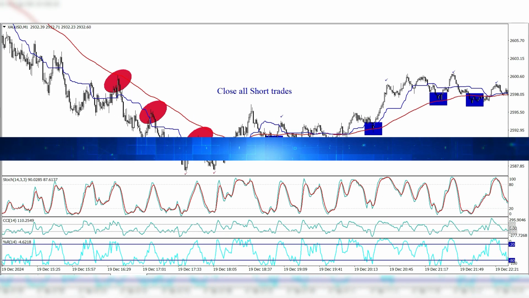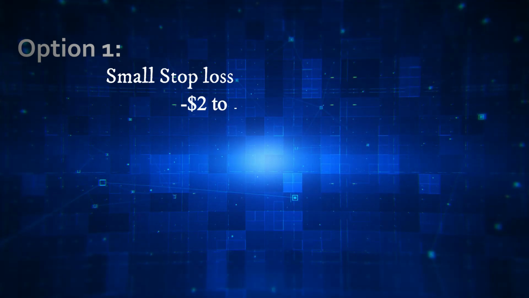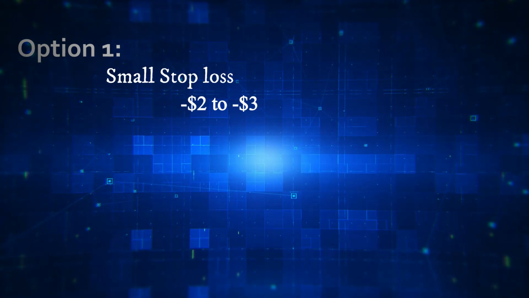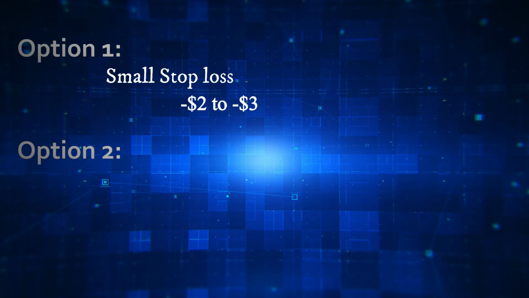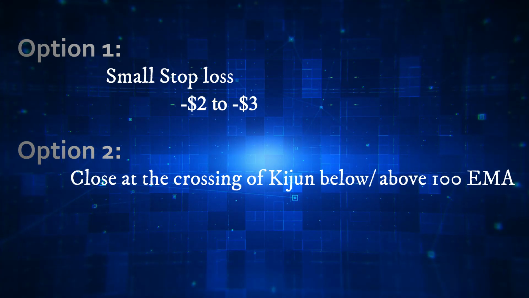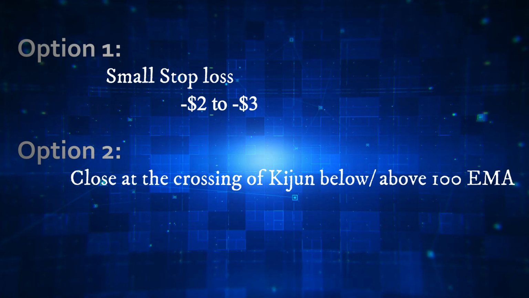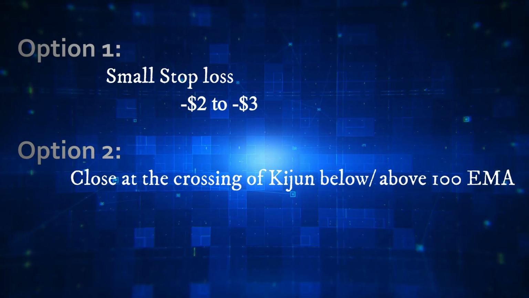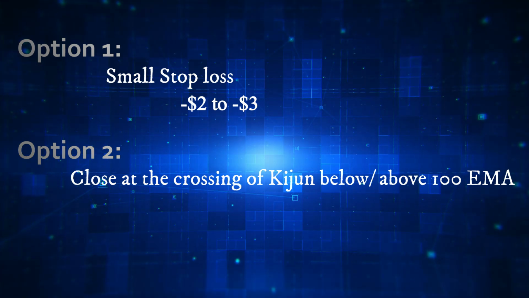Option 1: A small stop loss. In my case, since I'm using the 1-minute time frame, a fairly good stop loss would be about $2 to $3. Option 2: Close all buy trades when the Ichimoku crosses below the EMA. This means that the market is no longer in an uptrend, so it would be unwise to have buy trades open at this point. Similarly, close all sell trades when the Ichimoku crosses above the EMA.